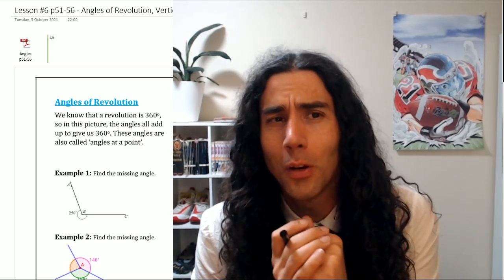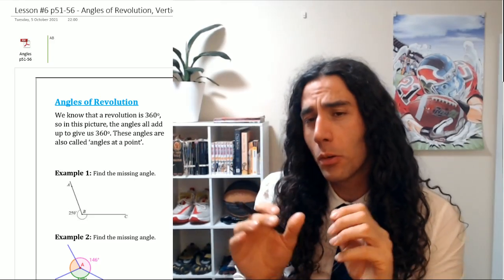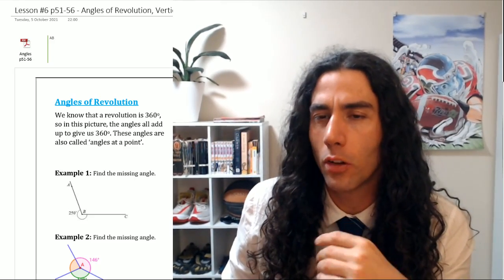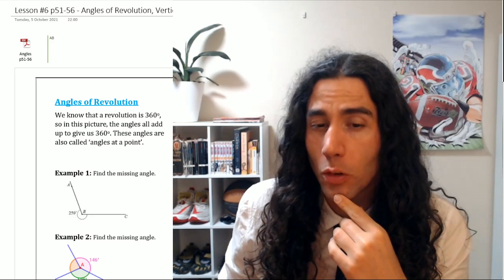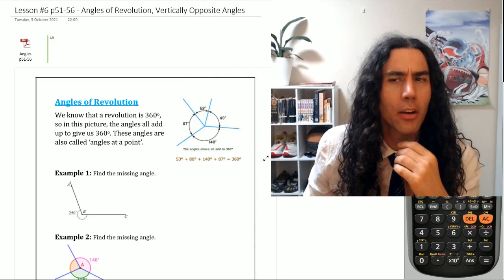Hello, hello, hello. This is Angles, lesson number 6. We're actually going to do this plus a little bit more. We're going to go back and do the online activity that we skipped, but we're going to get straight into it. We're doing more of finding missing angles using our heads rather than a protractor.